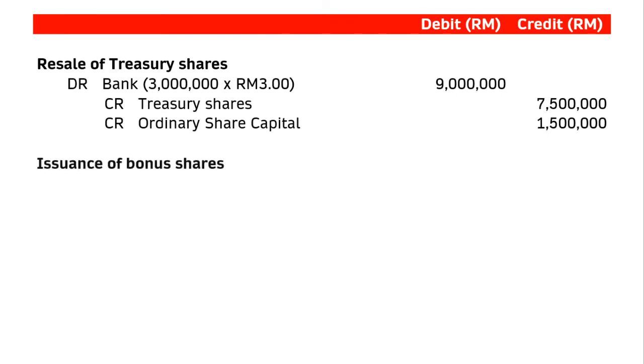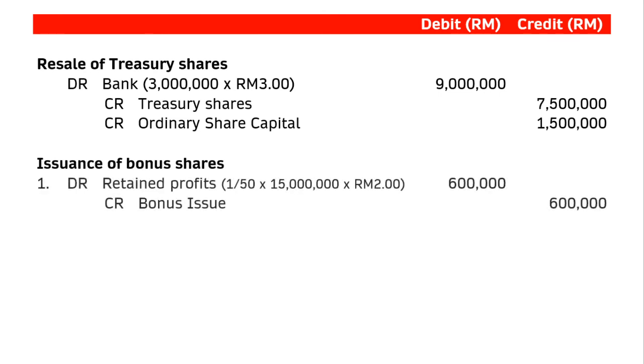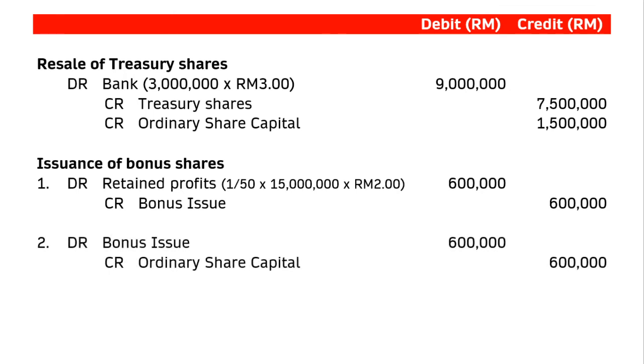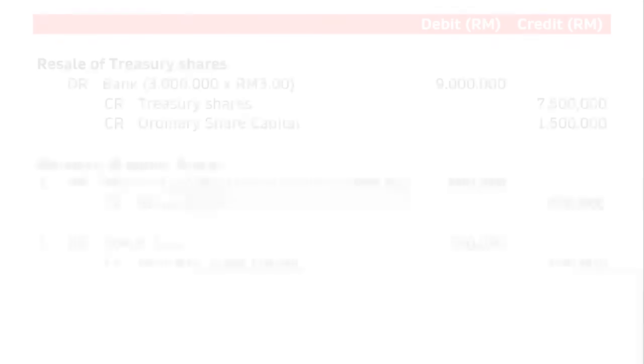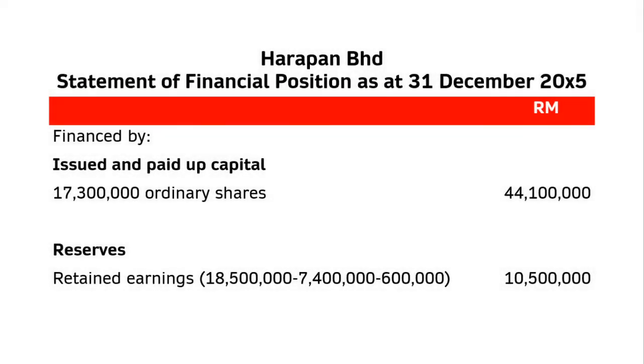Okay, issuance of bonus shares similar with the previous one. 1 over 50 times 15,000 times with 2 ringgit. Okay, the credit bonus issue, and then debit back bonus issue. Send it to your ordinary share capital. Okay, this is the statement of financial position required by the question for you to prepare. So this is the equity part.